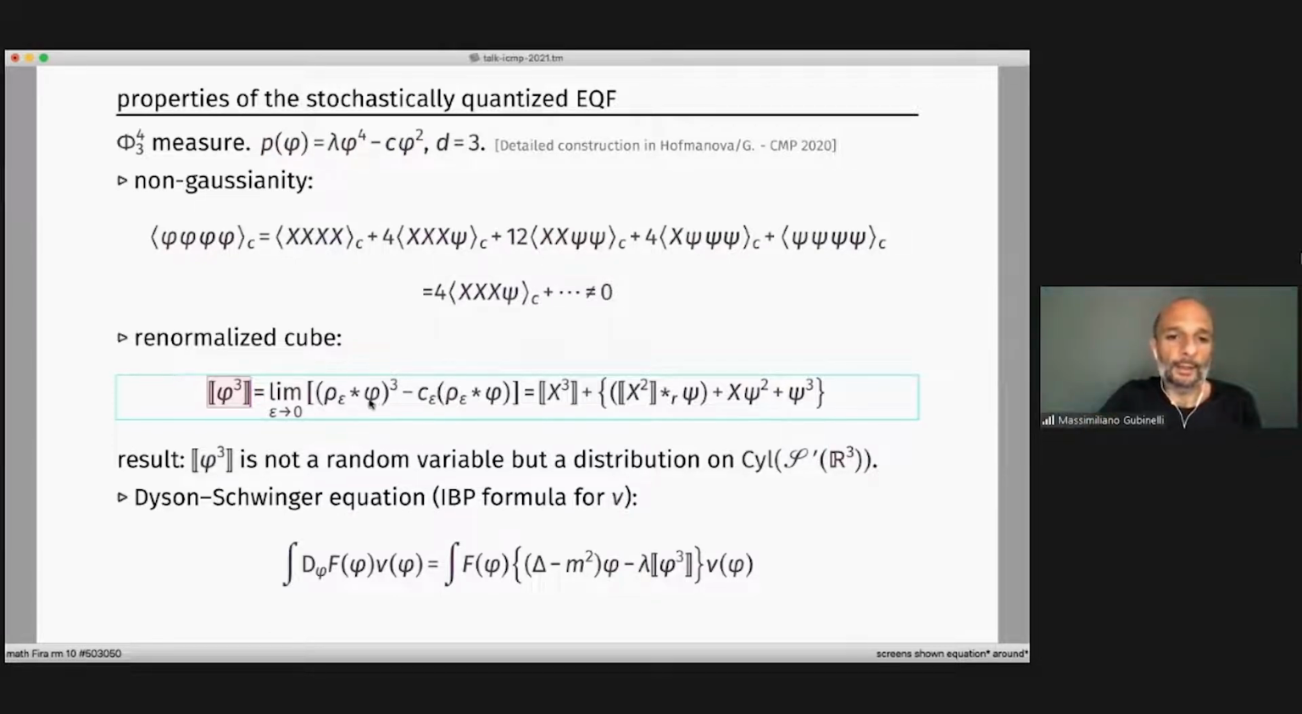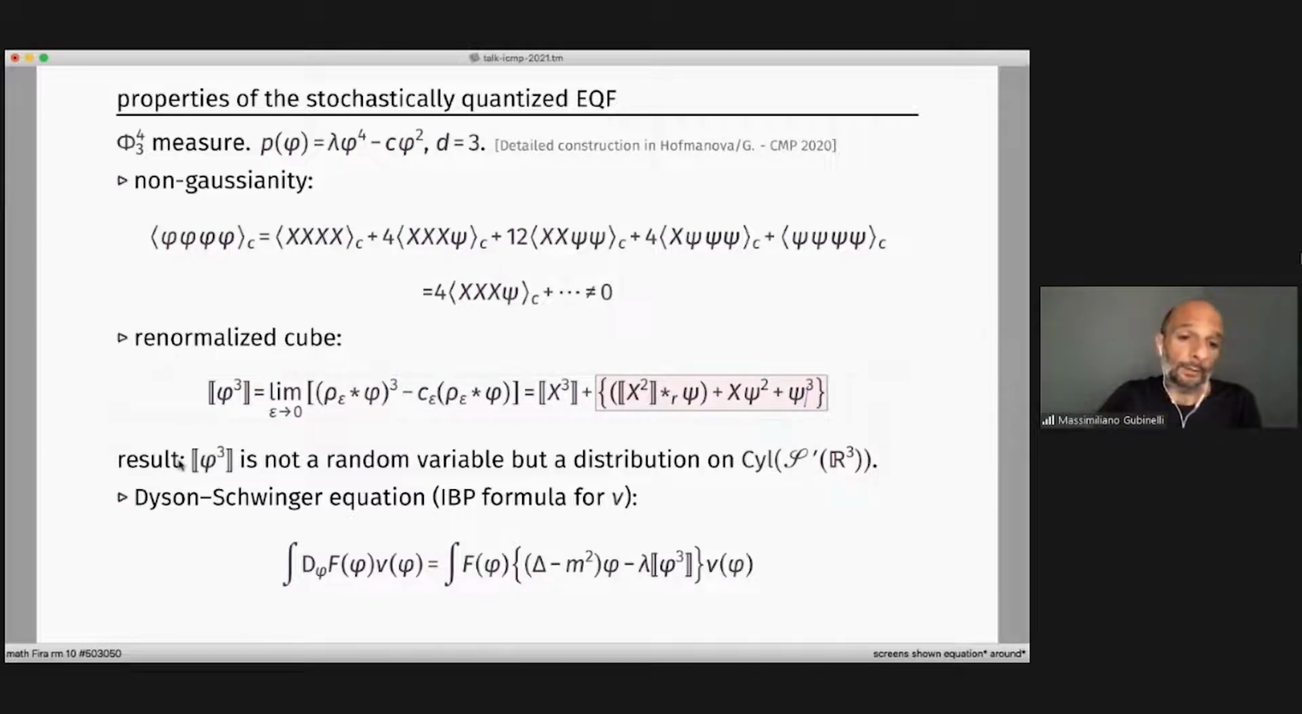So you take the interacting field, you smooth it out, and then you construct a local nonlinear expression like the cube, and you're able to prove that the limit exists. This is a kind of operator product expansion result, if you want. And you can write the cube as the cube of the Gaussian free field plus a correction term for which you have a precise expression.